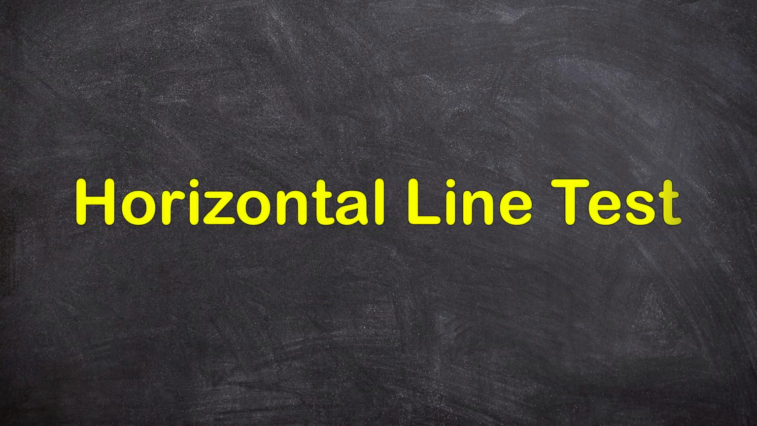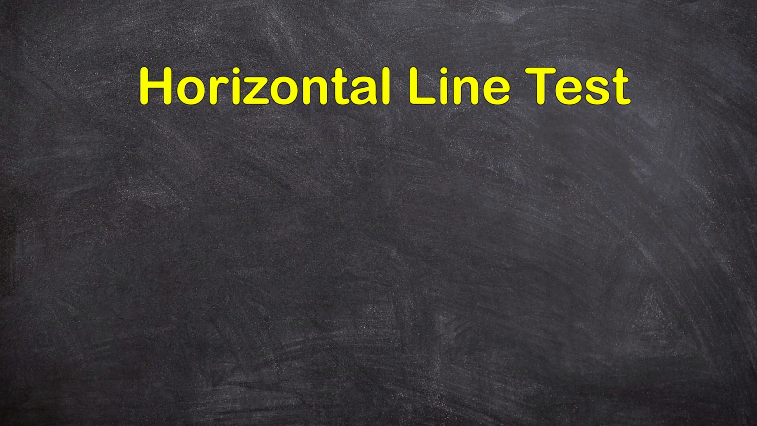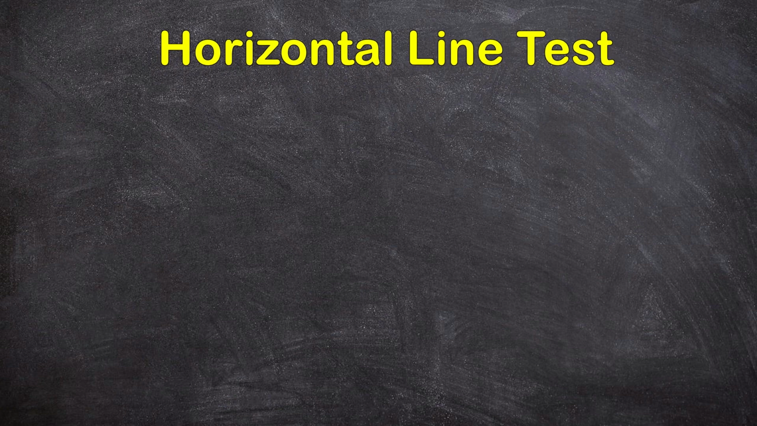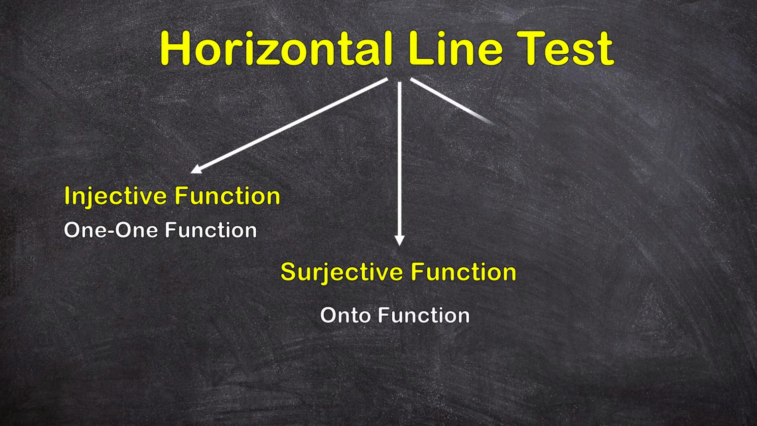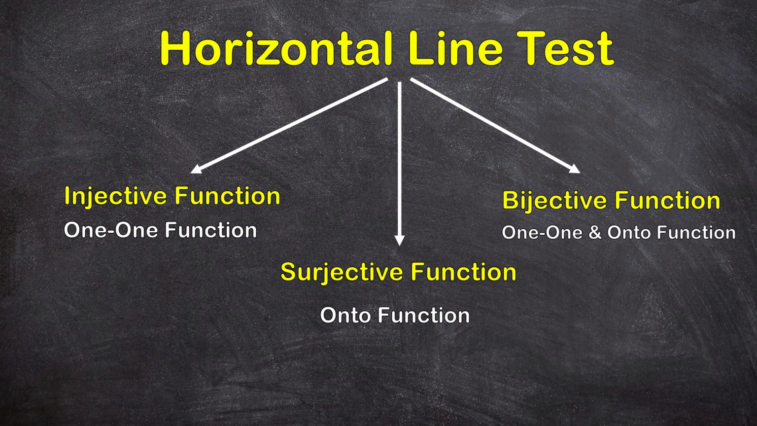Horizontal line test. In this video, we shall explain how the horizontal line test is used to determine whether a function is injective or one-to-one, surjective or onto, or bijective, that is one-to-one and onto.